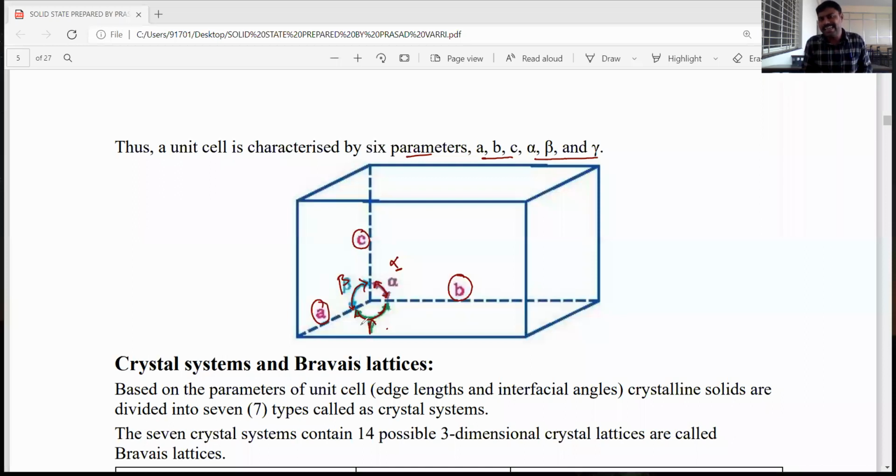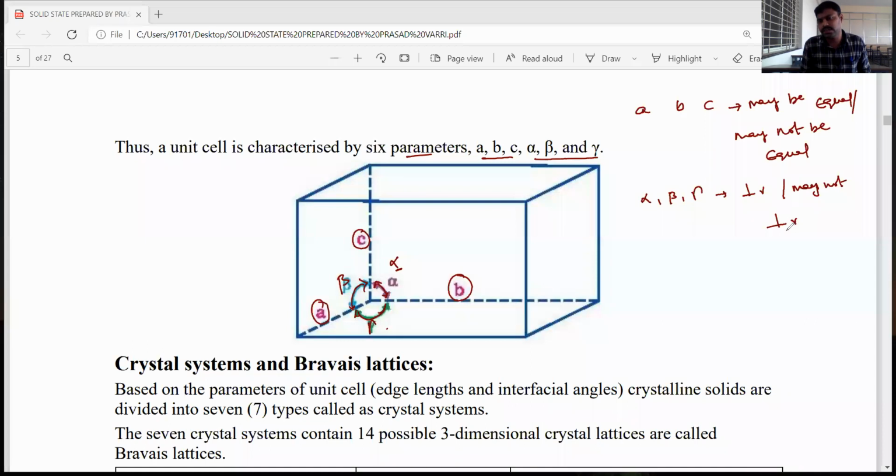These edge lengths A, B, and C may be equal or may not be equal, dear students. And in the same way, alpha, beta and gamma may be perpendicular or may not be perpendicular. Okay, dear students, that is the point you have to remember.